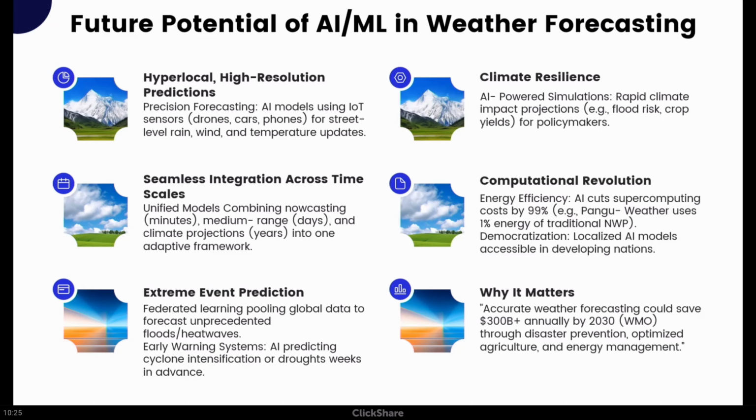And why it matters, how AI can help, and if we can increase our forecasting capabilities using AI/ML in future. Because the WMO, the World Meteorological Organization, has said that weather forecasting could save at least 300 billion US dollars annually by 2030, if we just play tactically by disaster prevention or optimized agriculture or even energy management.